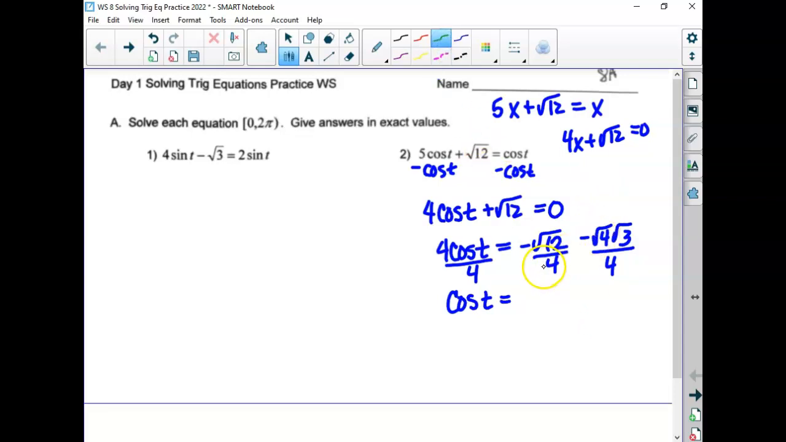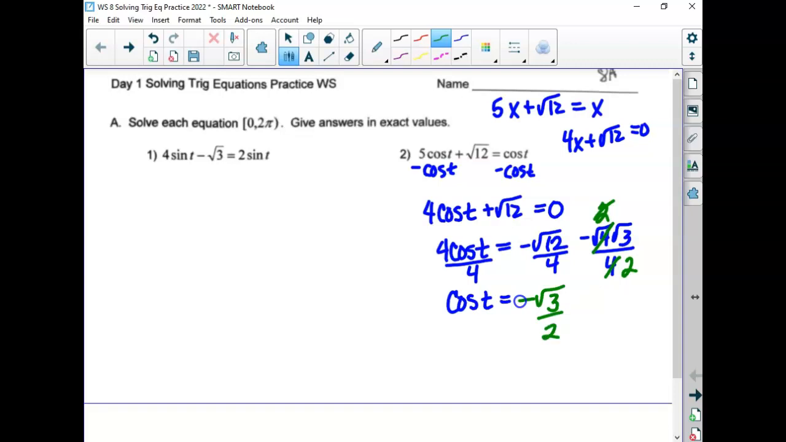Right? Everybody with me? Square root of 12 is square root of 4 times square root of 3. Square root of 4 reduces to 2. And what can we do with that 2 and the 4 down there? Yeah, reduce those. So we end up with a negative square root of 3 over 2.